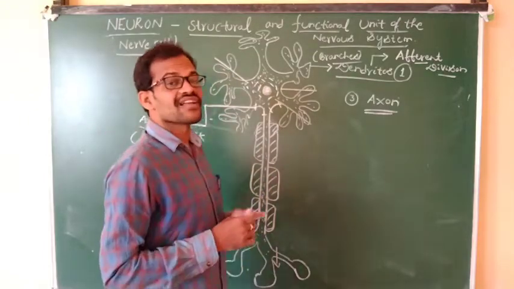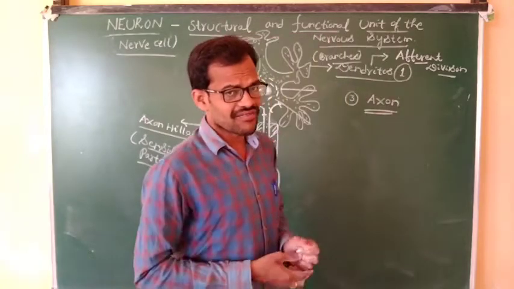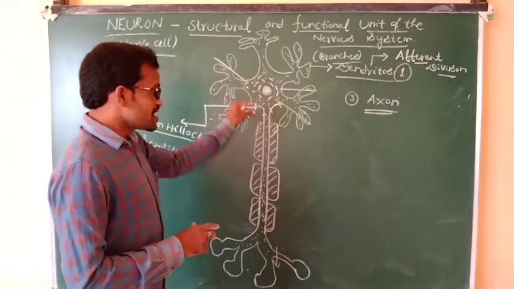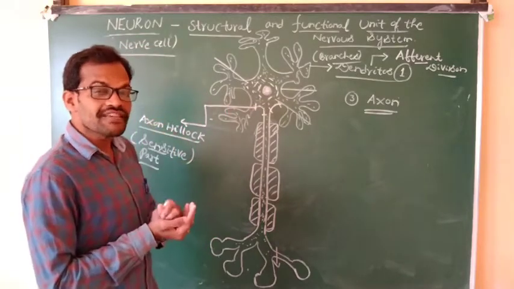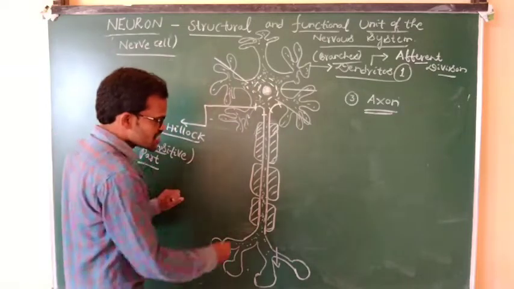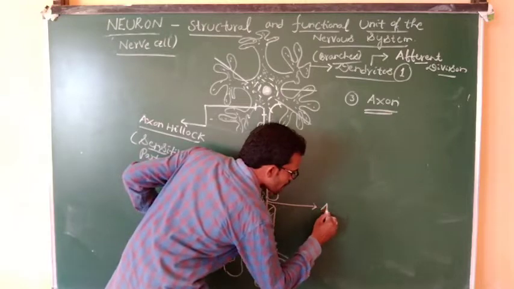But some of the axons are not covered by the myelin sheath. Some of the neurons are not covered by the myelin sheath also. See, this axon is covered with the help of the myelin sheath. What is the sheath? Myelin sheath. See here, this one, the axolemma. What is it?